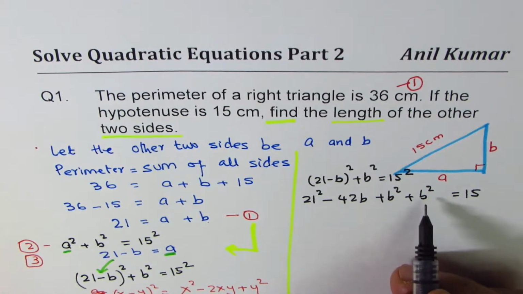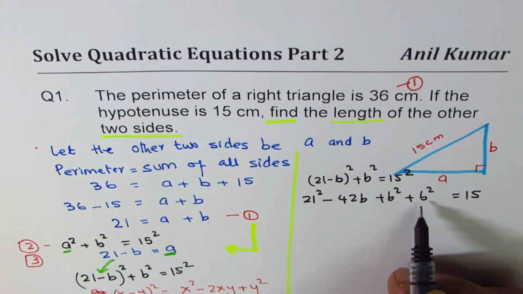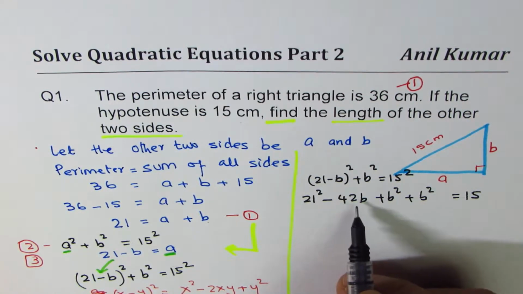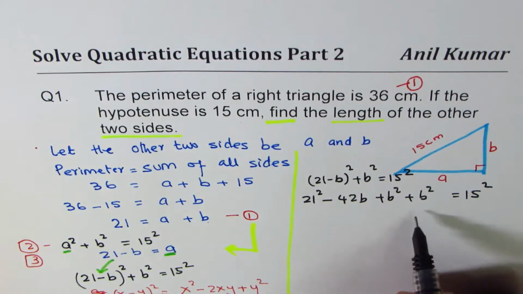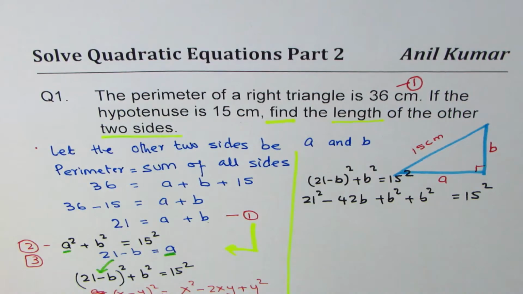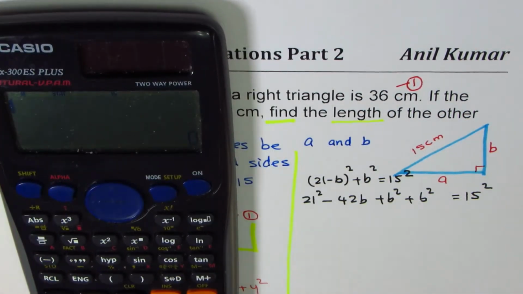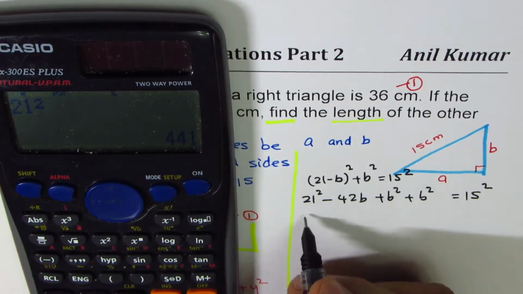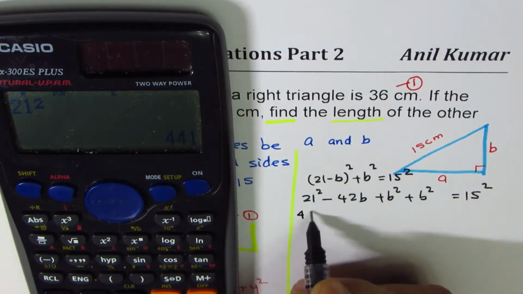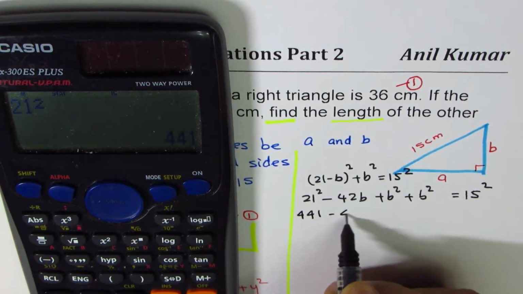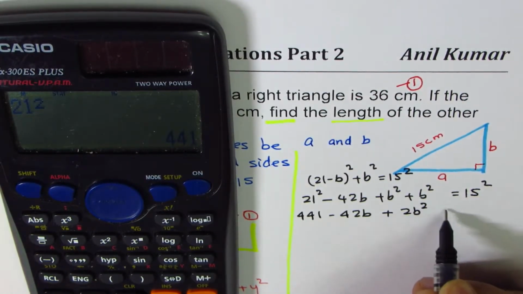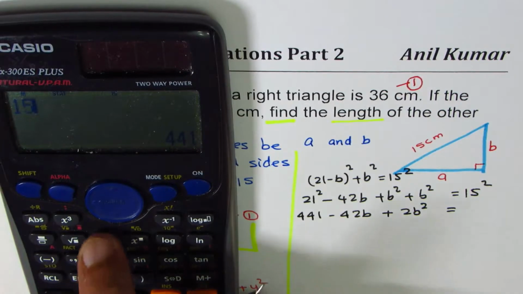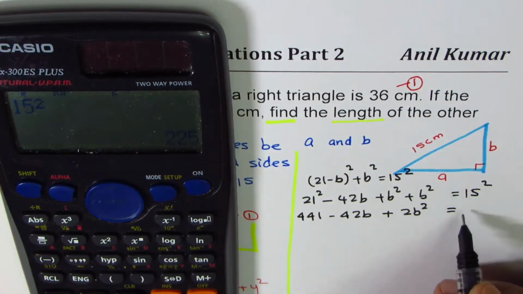Now b square plus b square is 2b square, minus 42b. We can bring this 15 square to the left side, correct? Anyway, let's also find these numbers. 21 square is 441. So let me rewrite this as 441 minus 42b plus 2b square equals 15 square, which is 225.